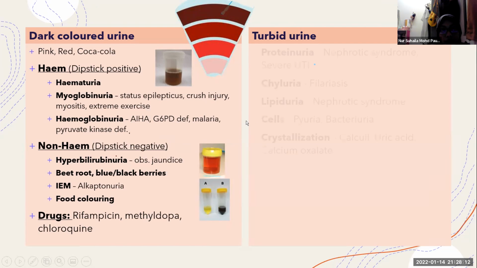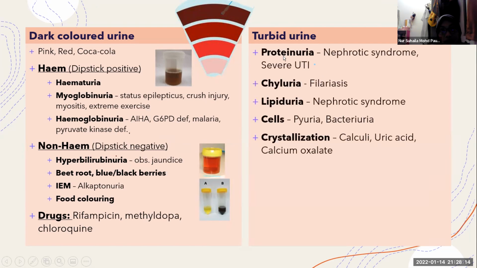The urine can also be turbid in the presence of certain substances, such as protein in proteinuria, in nephrotic syndrome, and severe UTI. It can also be turbid due to chyluria, such as in filariasis, lipiduria in nephrotic syndrome, cells, pyuria and bacteria, and crystallization.